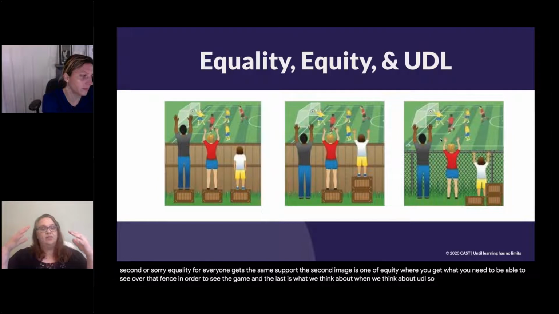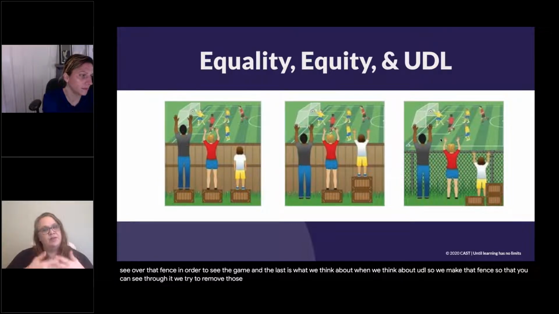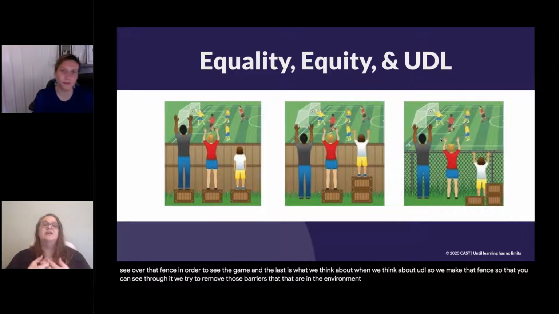So we make that fence so that you can see through it. We try to remove those barriers that are in the environment so that they can see the game.